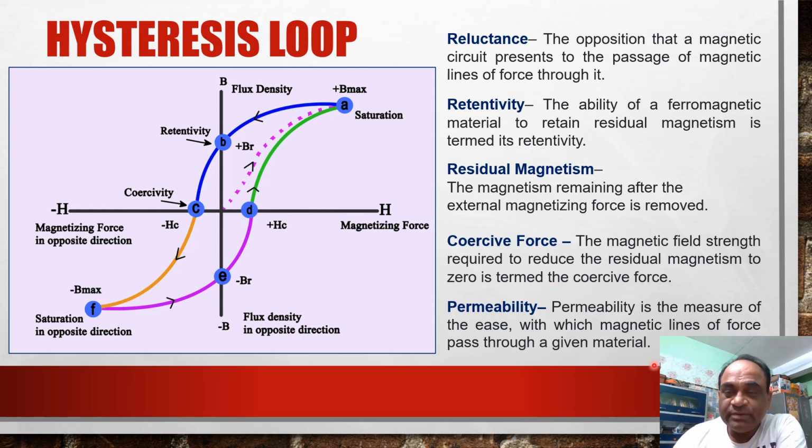And now, what is permeability? Permeability is the measure of the ease, how easily, with which the magnetic lines of force pass through the given material. Okay.